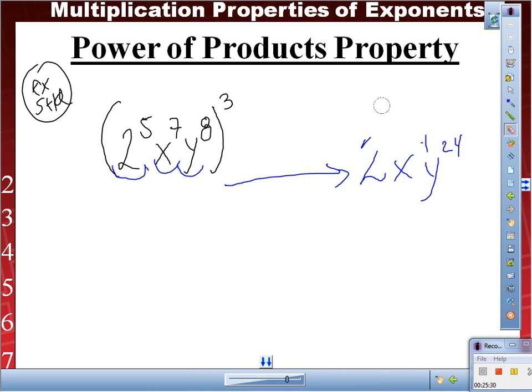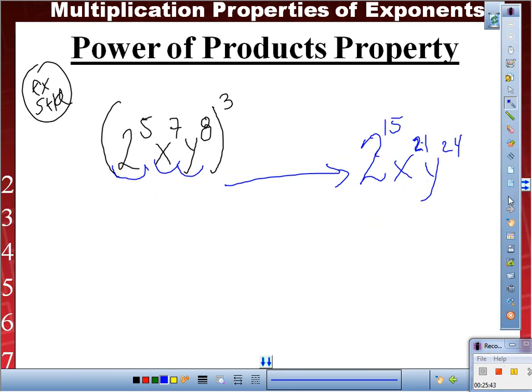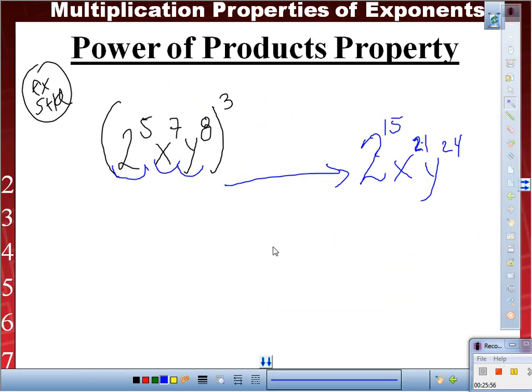So you guys already know this property? Okay. So watch. What's the difference between this one and this one? Yes? Yeah. More factors on this one. But it's the same rule, isn't it? All right. So by yourself at home, I want you to come up with a definition for power product since it's very similar to the power of powers.